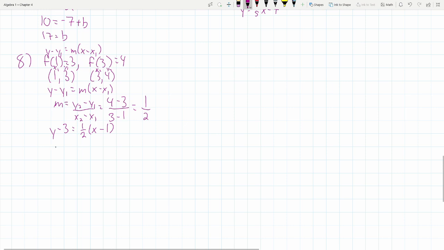Now it specifically wants us to write this as a linear function, so it wants f of x. So I'm going to add 3 to both sides, but it goes on the outside. It doesn't join in with anything else. So I'm left with y equals 1/2 x minus 1 plus 3. And so I just change the y to f of x, and it looks exactly the same.